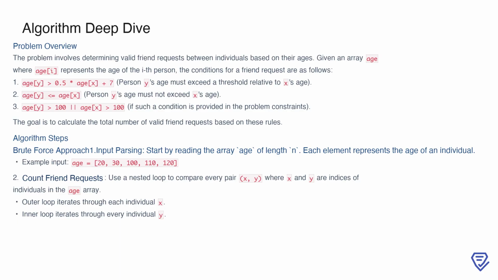To begin solving this, we can use a brute force approach. This involves iterating through every pair of individuals in the array and applying these conditions step by step, which ensures we count all valid requests comprehensively.